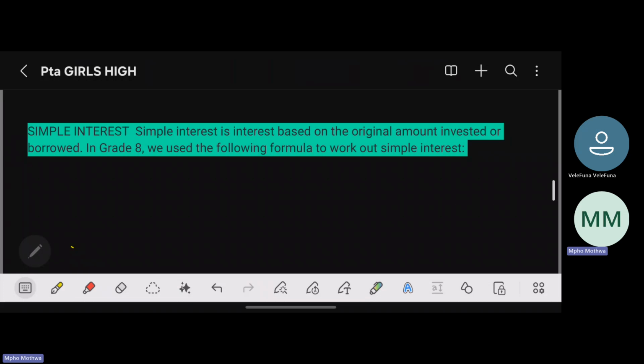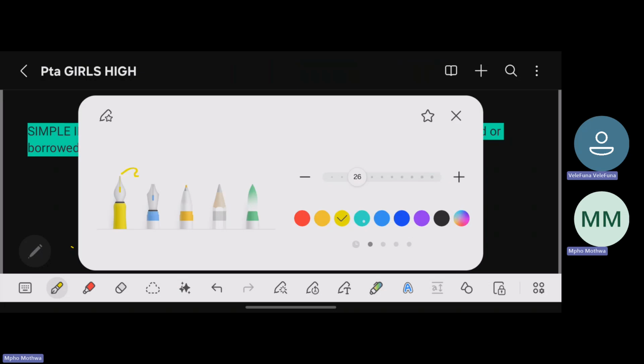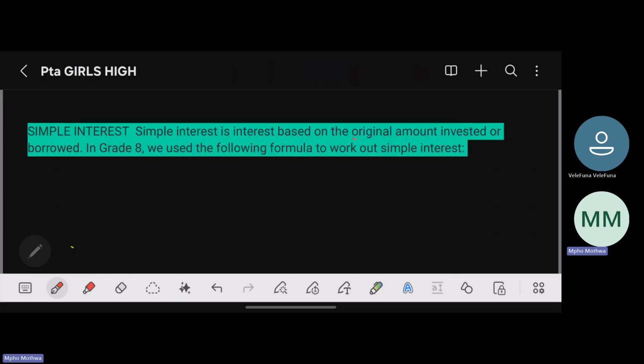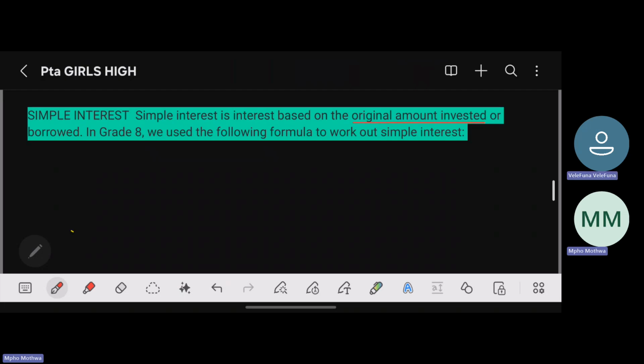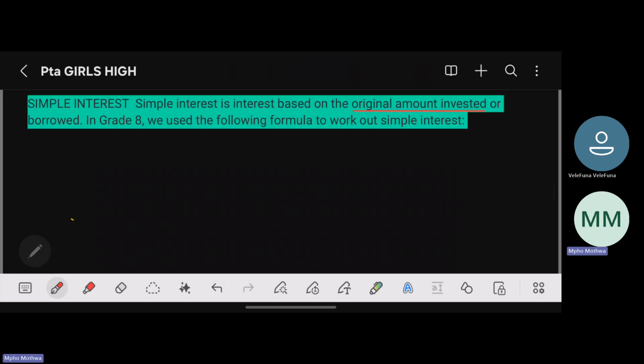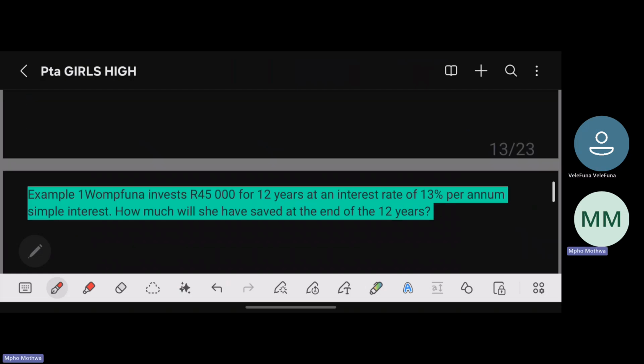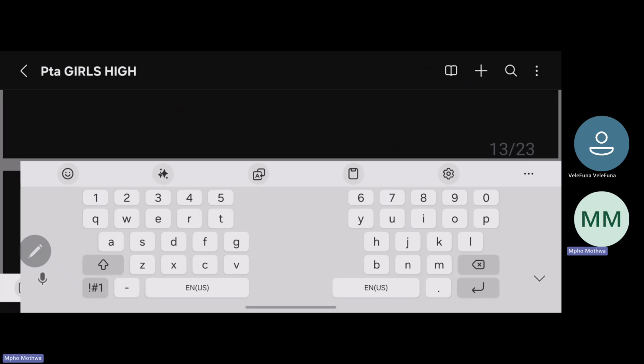Let's read here. Simple interest is interest based on the original amount. You see, what was I talking about? About the original amount. So the interest that you get every term is based on the original amount, which is invested or borrowed. Remember, they don't only charge interest when you invest. Also, when you borrow the money, they charge you interest. So let us take this example and do it.